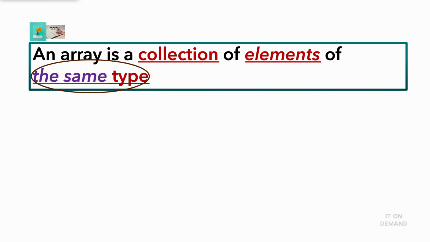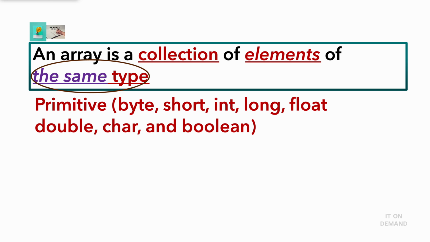Now we've seen collections, we've seen elements. Let's look at this last part of this particular definition section, the same type. We know that we have, broadly speaking, 2 different types in Java. The first one is the primitive. And an array, indeed, can be of a primitive data type.